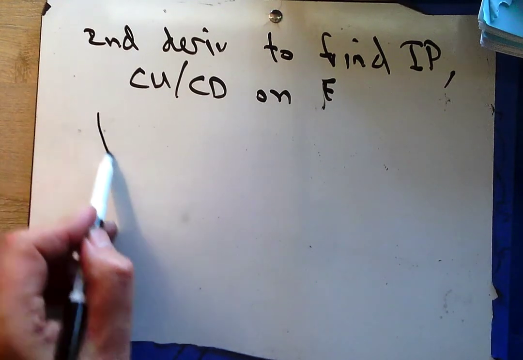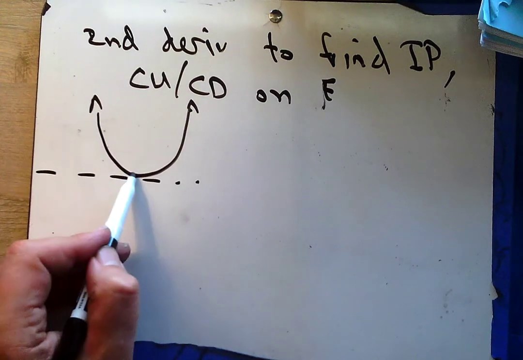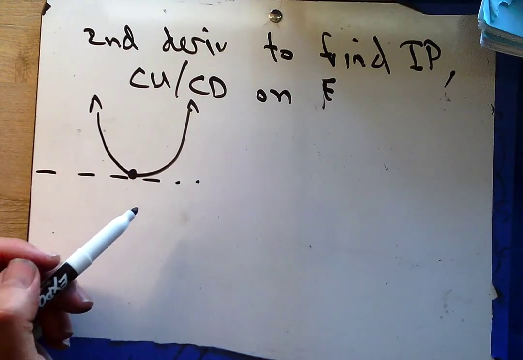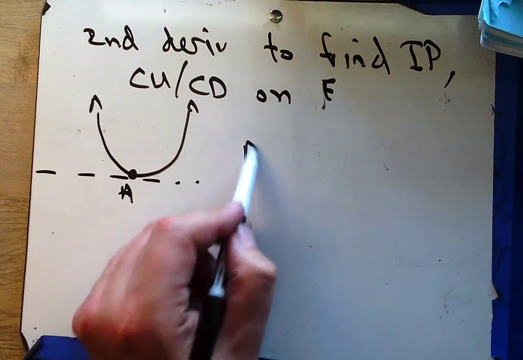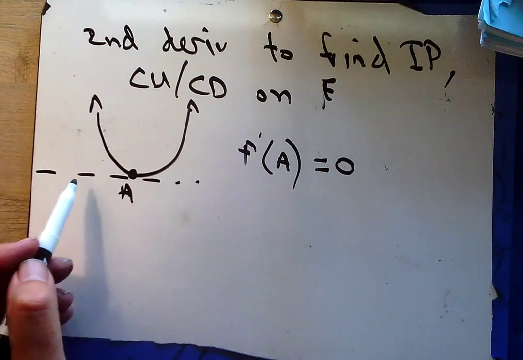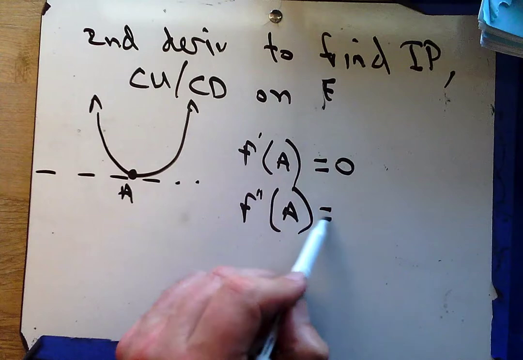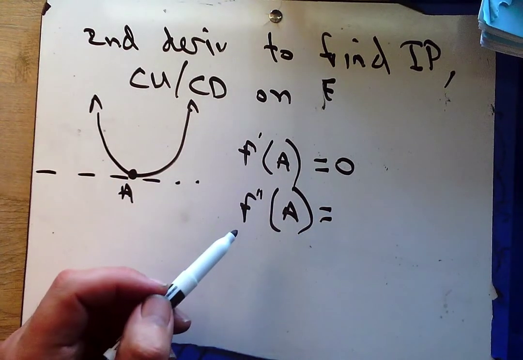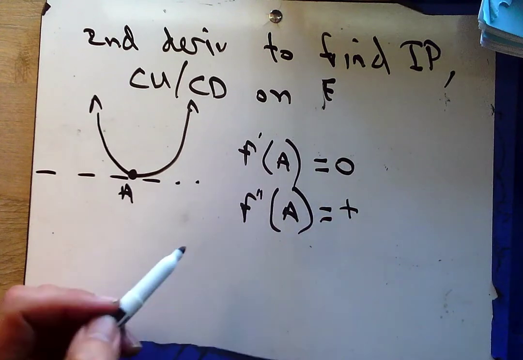So let's think about this shape. Here we have a minimum. And what can we say is happening both on F and F prime at this point? Well, F prime of A equals 0. Slope there is 0. And what about F double prime at A? What kind of concavity do you see? I see concave up, right? So F double prime must be positive.